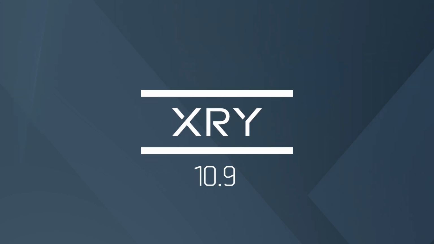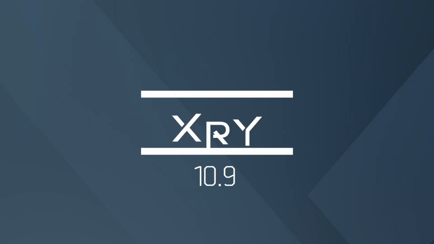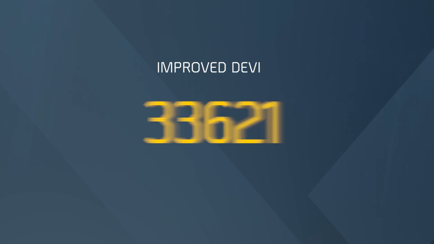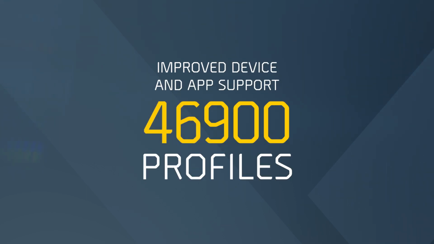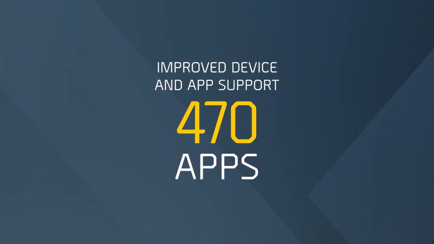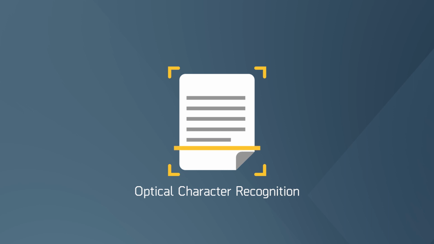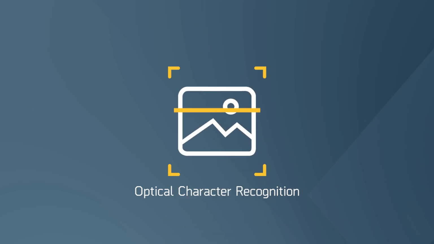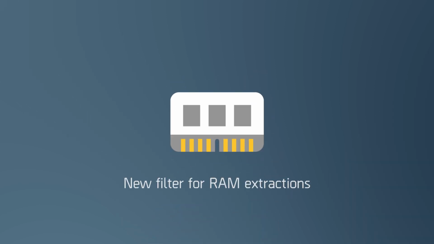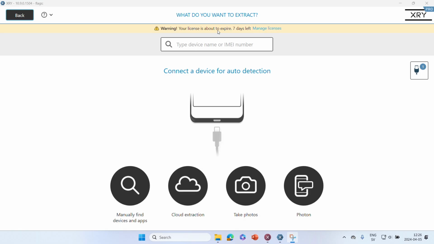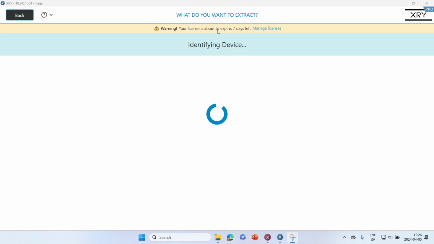We are happy to announce that the new version of XRY is out. XRY now supports over 46,900 devices, 470 apps, and covers 4,500 app versions. XRY can now run OCR over your extractions, along with a new filter to uncover what devices you can extract RAM from. Device identification has been improved for unknown Android devices and devices that are in a BFU state.